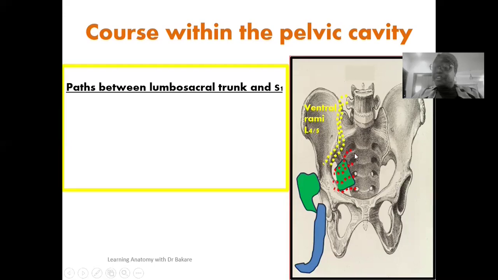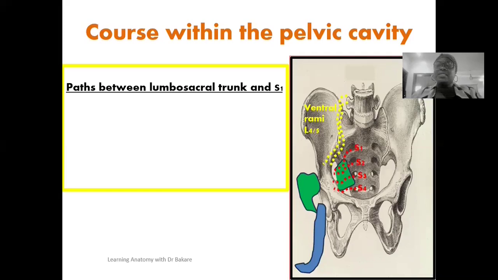And if you go more inferiorly, you have the ventral rami of the first sacral spinal nerve, the second, the third, and also the fourth sacral spinal nerves. All these nerves are seen to contribute to the formation of the sacral plexus. We've also tried to highlight this in our lecture on the sacral plexus. If you've not checked out that lecture, please kindly go and do so.